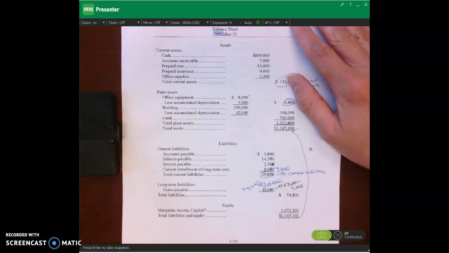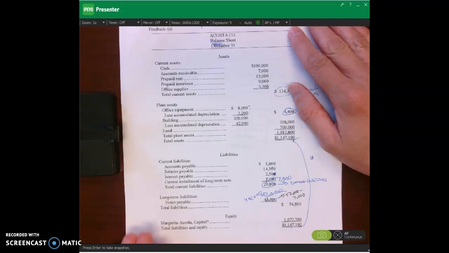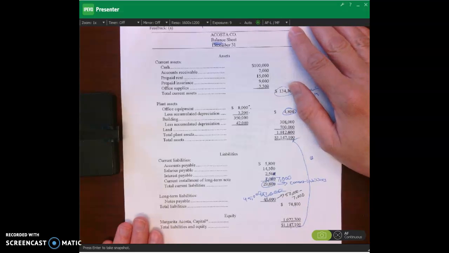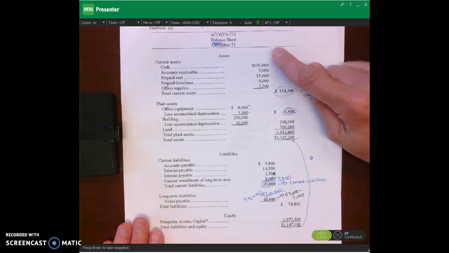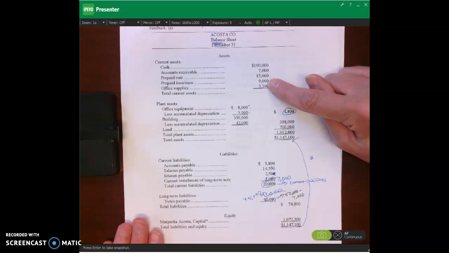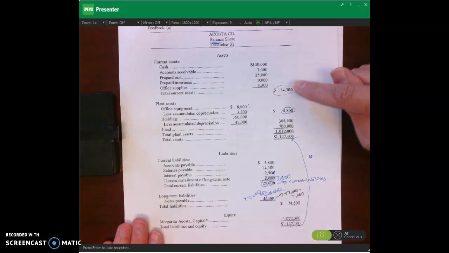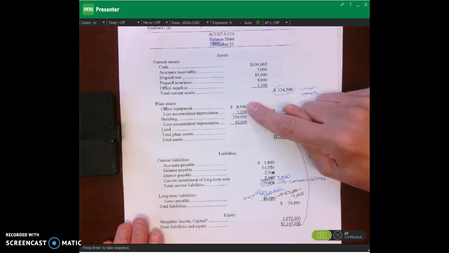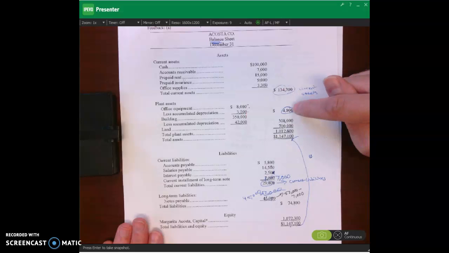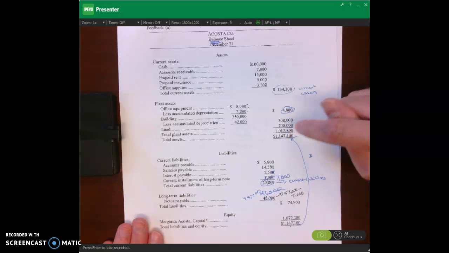Again, this is what you should have gotten. This is what we went over towards the ending of the prior lecture video. You had your cash right over here, your accounts receivable, 15,000, prepaids, office supplies. That gives you your total current assets of 134,300. Then you have your office equipment less accumulated depreciation. This gives you the book value. That's the number that comes into calculating total assets.